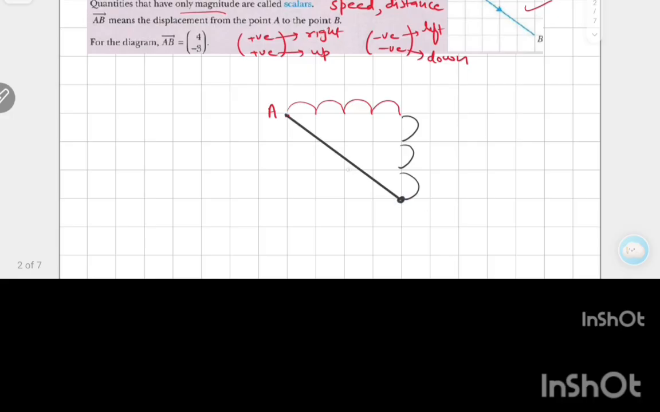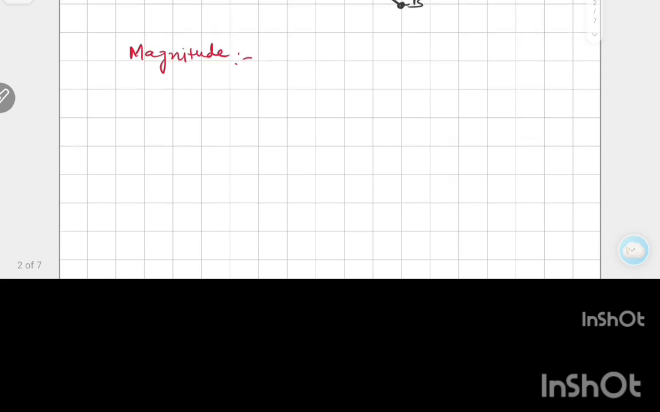Hopefully you can understand this is our vector AB. I have to erase this one. Hopefully you can understand this easily. Okay dear friend, this is your B. Magnitude means length.